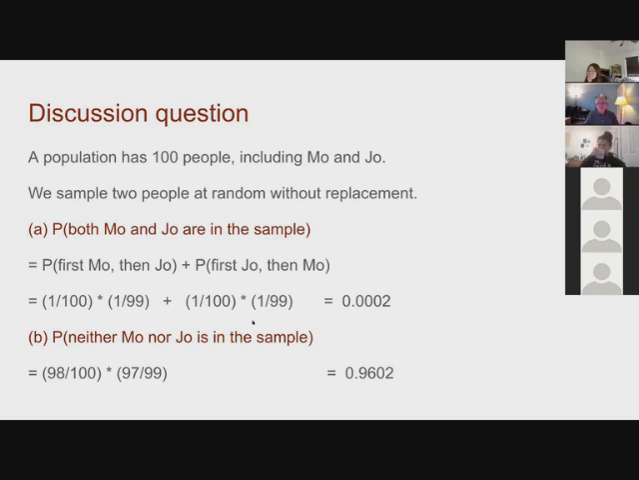Okay, and since we're sampling without replacement, the question is for the second sample. We've already drawn one out, so the total population is now 99, and we want all the possible people that are not Mo or Joe, and we have 97 of those. And since we have an AND situation, we're going to use the multiply rule. So we take 98 divided by 100, multiply it by 97 over 99, and then we get 0.9602.